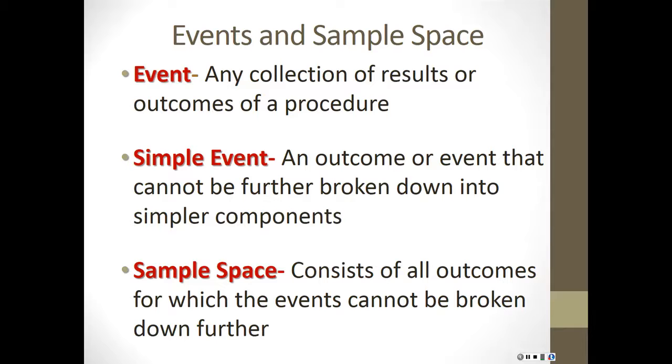So the event is just a collection of results or outcomes. For example, if I toss a coin 4 times, the outcomes might be 4 heads. Or it might be a head and 3 tails. Or it might be a tail and 3 heads. Or it might be 4 tails. Or I could have 2 of each. So there's a lot of different outcomes. And the whole sample space consists of all the different possible outcomes.